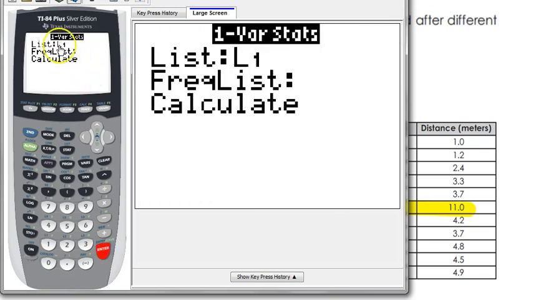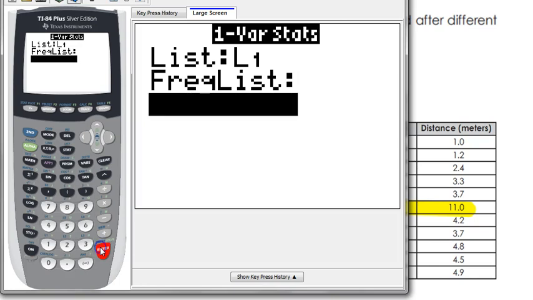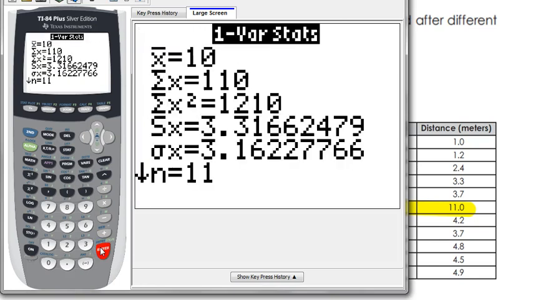And we say, okay, L1, that is the list we want to go first. That is your time list. And we're just going to say enter for calculate. And then it spits out a whole bunch of numbers. And most of these we don't need. This first one is called X bar.